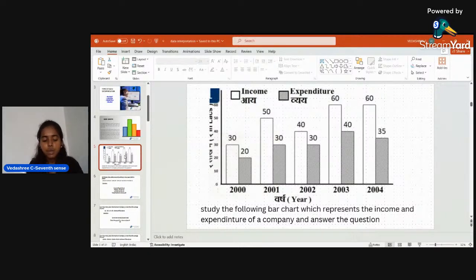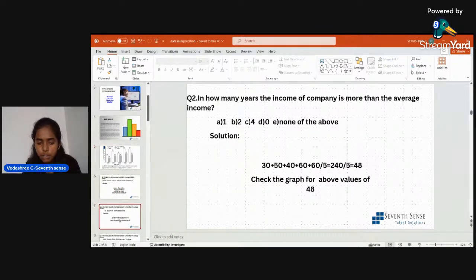So what is the second question? In how many years is the income of the company more than the average income? So first we need to calculate the average of income.